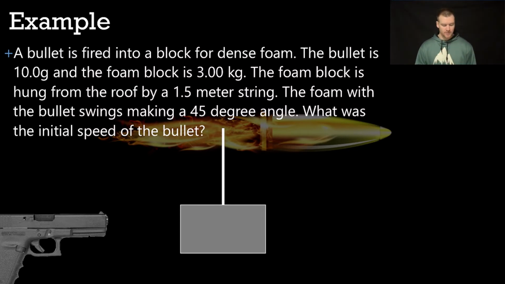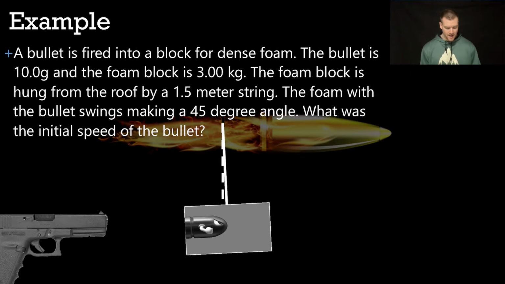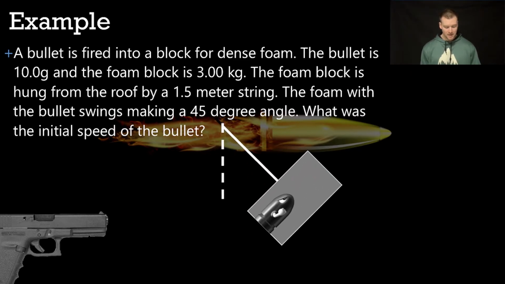It says a bullet is fired into a block of dense foam. The bullet is 10 grams, and the foam block is 3 kilograms. The foam block is hung from the roof by a 1.5 meter string, and when the bullet hits the foam, it swings up and makes a 45-degree angle. What was the initial speed of the bullet? So, a little animation here: the bullet fires into the foam and they swing up like this to make a 45-degree angle. We want to figure out the initial speed of the bullet.